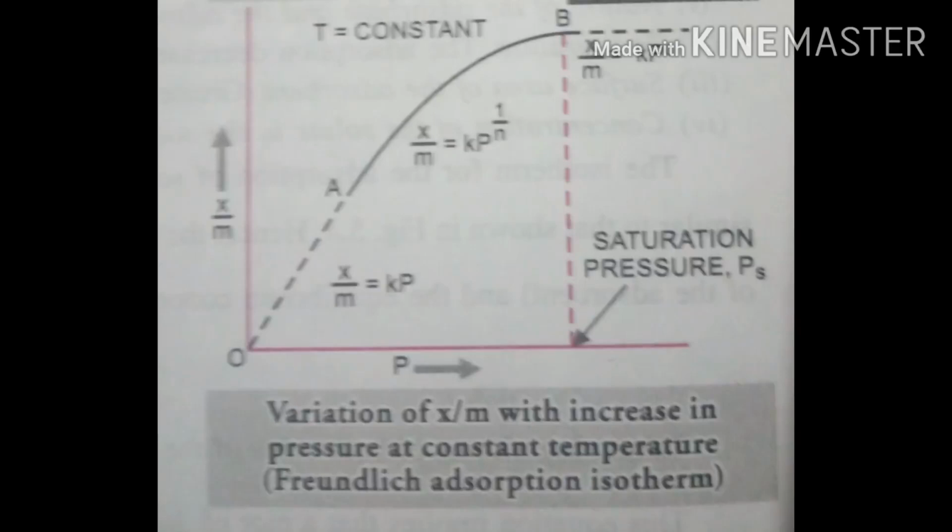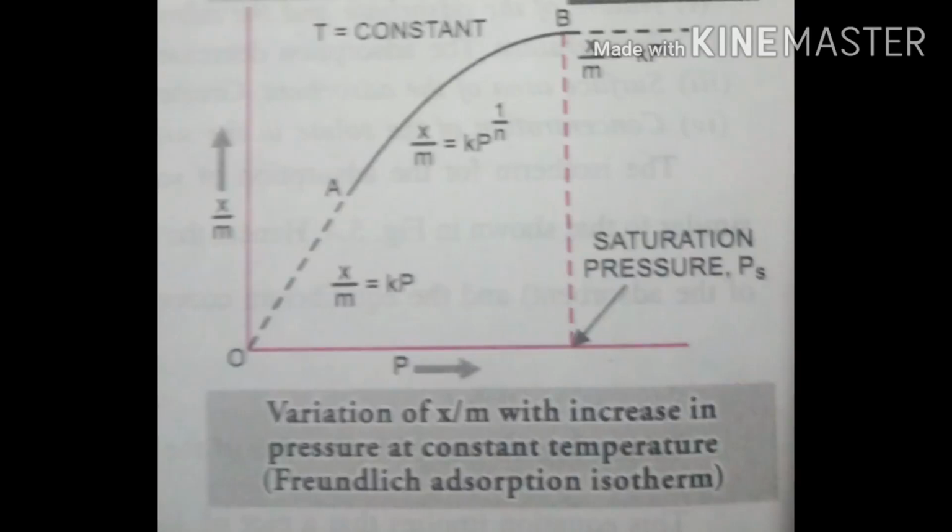It is plotted between the rate of adsorption and the pressure, keeping the temperature constant. There is the term saturation pressure. What is that? At the value of saturation pressure, x over m, that is the rate of adsorption, reaches its maximum value and then it remains constant even though the pressure is increased. This is the saturation state and Ps is the saturation pressure.